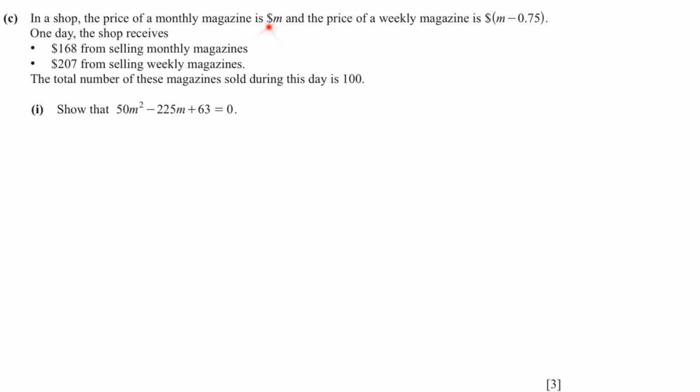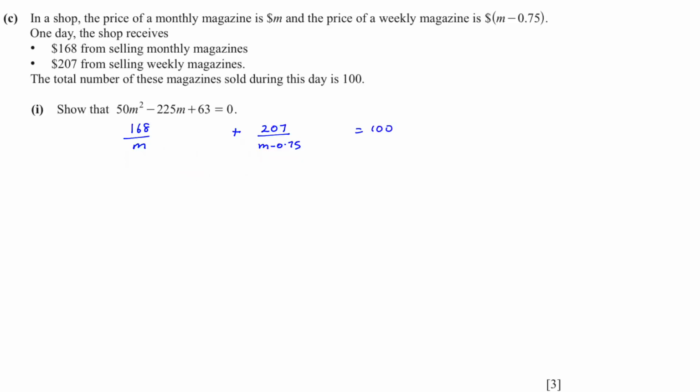One monthly magazine is M dollars. One day the shop receives $168 from selling monthly magazines. To find the number of monthly magazines sold on this day, you have to divide 168 by M. A weekly magazine is M minus 0.75 and the revenue received from selling weekly magazines is 207. So we'll divide 207 by M minus 0.75. When you add this, you will get the total number of magazines sold, which is 100.